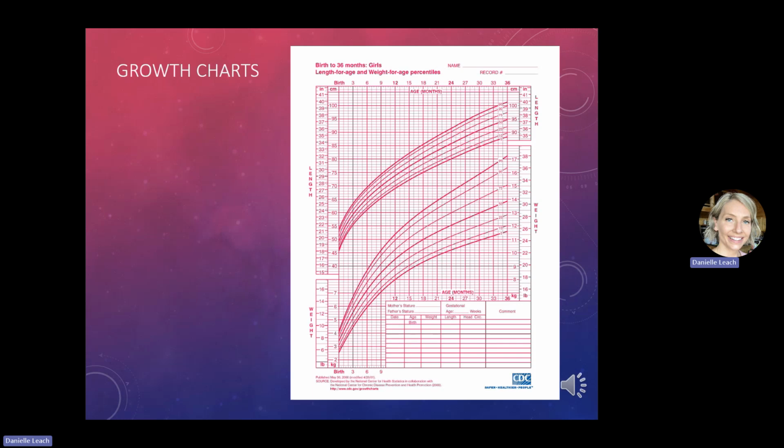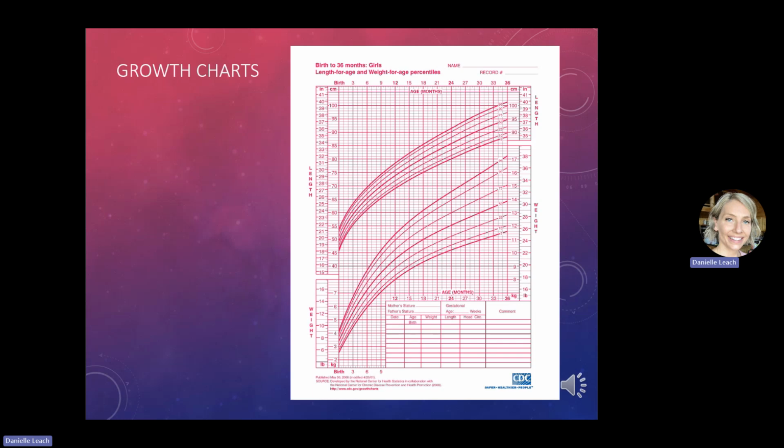So again, it's not necessarily bad if a baby or a child is like 5th percentile and they're short or small, or it might not be bad if they are at the 95th percentile where they're really tall, or maybe they're a little bit heavy. It doesn't necessarily mean that anything is wrong with them. It's just that we want them to stay near the percentile that they started at.